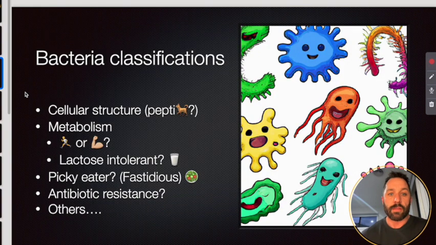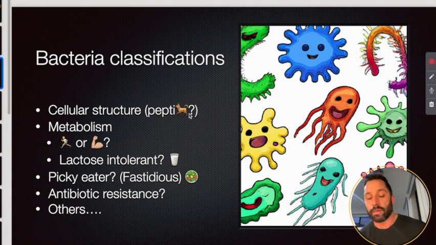So the classifications, we can look at cellular structure, whether there's peptidoglycan, metabolism, anaerobic or aerobic. Is it a lactose fermenter? We just spoke about this, some of the fastidious growth requirements, antibiotic resistance, that sort of thing.